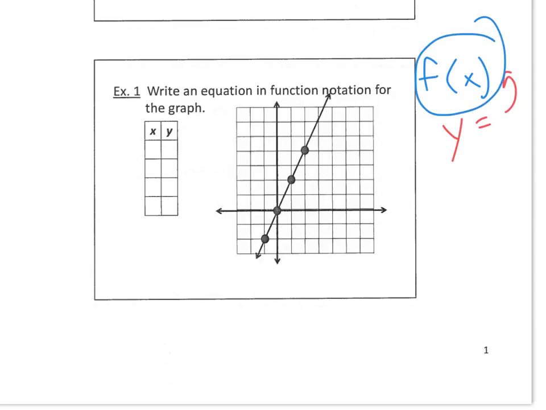Alright, so write an equation in function notation for the graph. They've given us a line. Let's look at this line for a moment. They've placed some points on this line. Looking at the line without even paying attention to what ordered pairs we have there, what do you notice about this graph? It's very simple. You notice that it passes through the origin. So because it's passing through the origin, we know right away that this is going to be a proportional graph. This is going to be y equals kx. Okay? This is a direct variation.